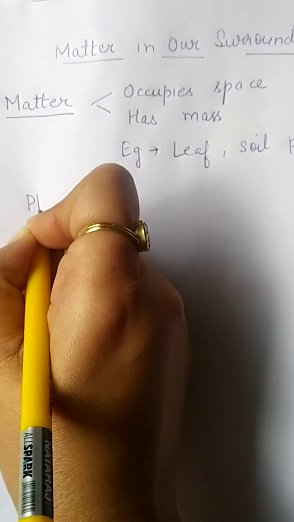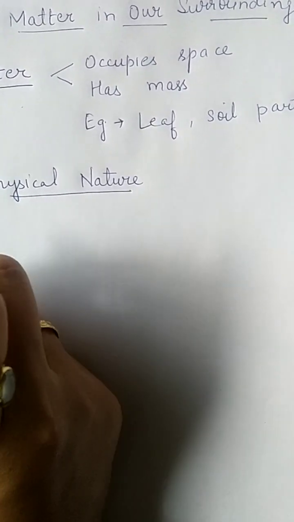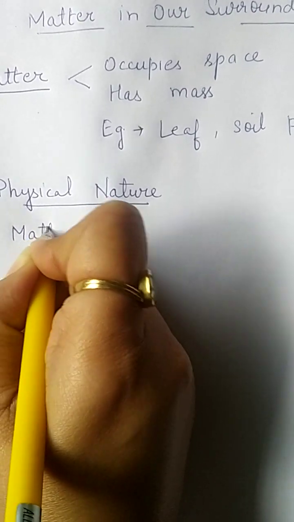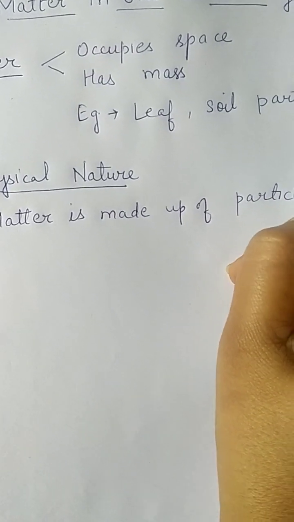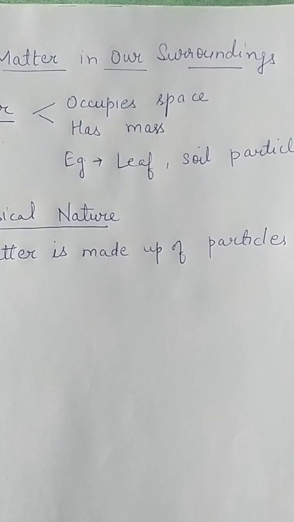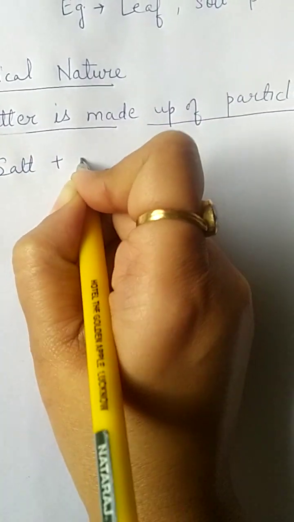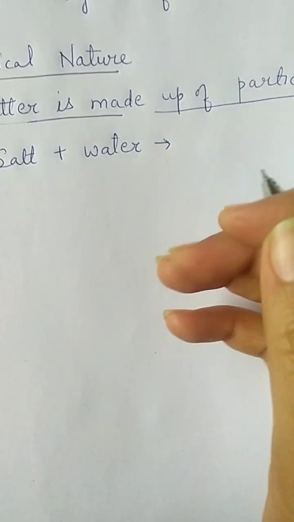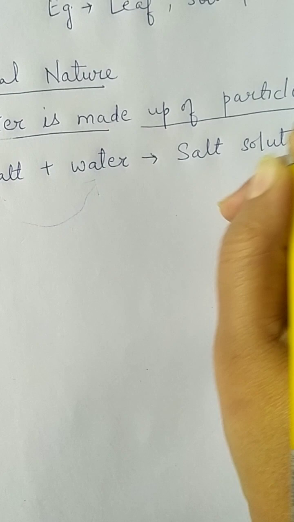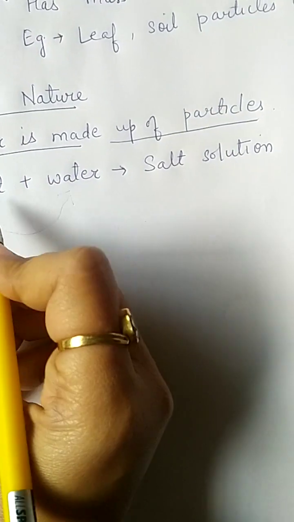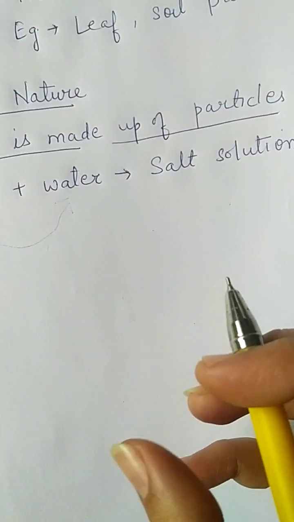Now coming to the physical nature of matter. So first physical nature is that matter is made up of particles. Okay, so we have seen that anything, let it be sugar or salt. Suppose if we dissolve some amount of salt in water, what happens? After some time, we observe that the salt gets dissolved in water and it forms a salt solution. Right? So here when two matters are mixed up, the particles of two different matters are mixed up, it forms a new type of matter.